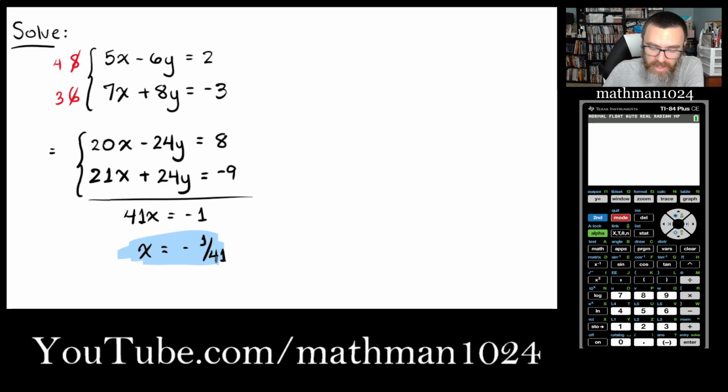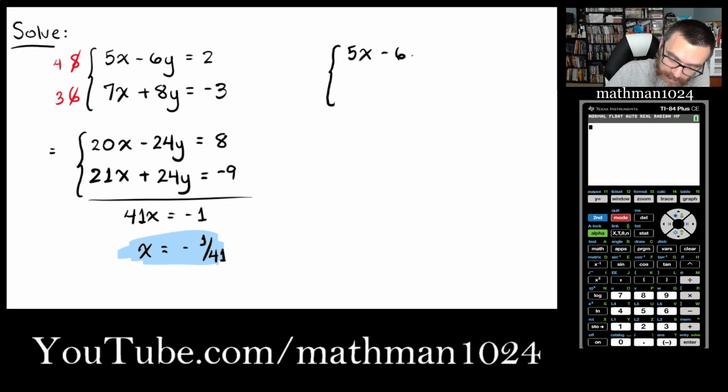Now you have two options for finding the y coordinate. You can take this number and plug it back into one of the original equations and find what y is. Or, because this is a messy fraction, meaning not something like 1/2 or a third or a quarter, which are easy enough to work with, and 1 over 41 I don't really feel good about, instead come back up to the top and rewrite your system.